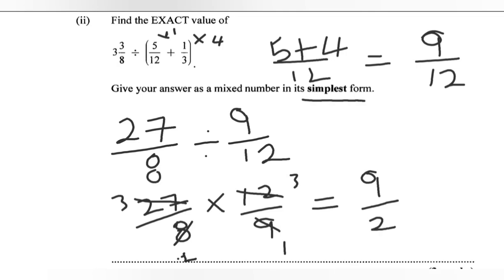So we're going to change this to a mixed number. So 2 into 9 goes 4 times, and 1 remainder over 2. So the answer is 4.5.